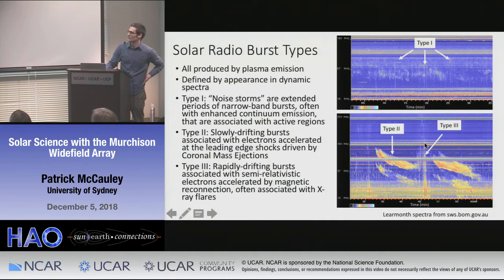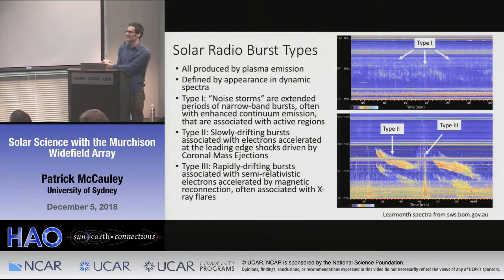They also start at higher frequencies and then drift down to lower frequencies for the same reason, but they're instead excited by beams of electrons that are accelerated by magnetic reconnection. They're often associated with X-ray flares then, and because these beams are moving at a significant fraction of the speed of light, usually around 0.3, 0.4 c, their drift rate is much more rapid than it would be for the type 2 burst. So those are the main types of solar radio bursts.